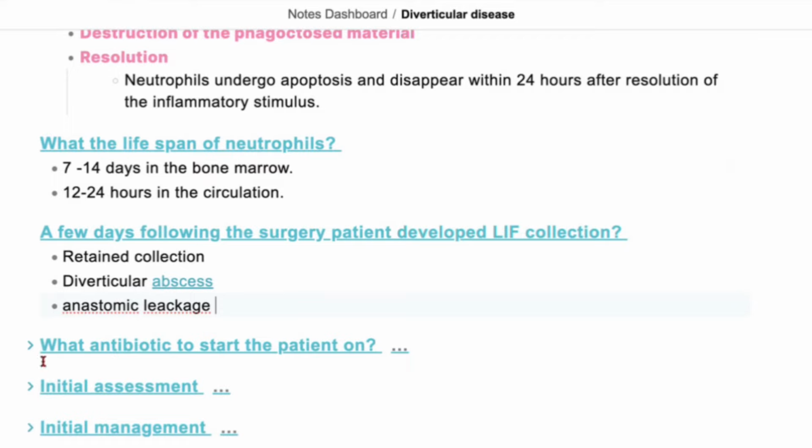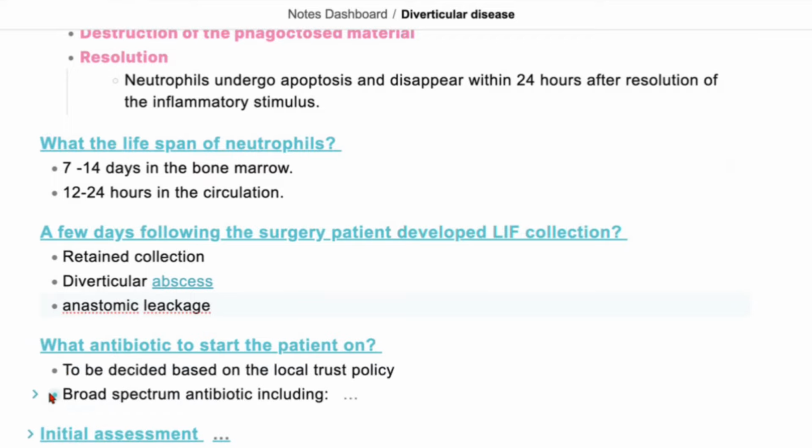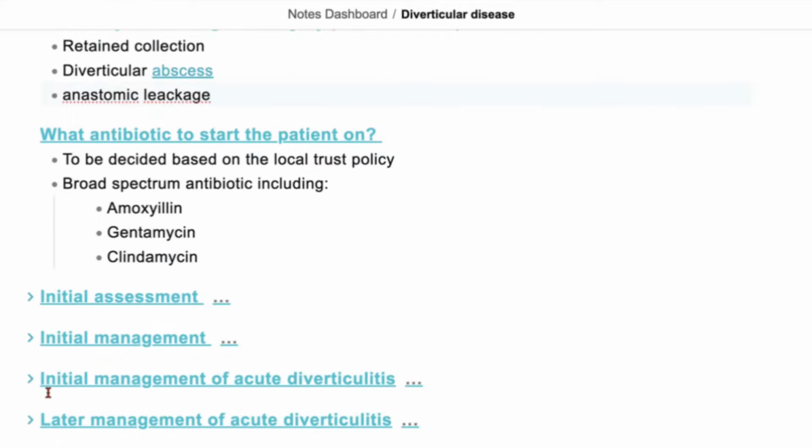What's the initial management of acute diverticulitis? So first of all, I'd like to do a full history and examination of the patient. I'd like to manage the patient according to the CRISP protocol and do a full examination.